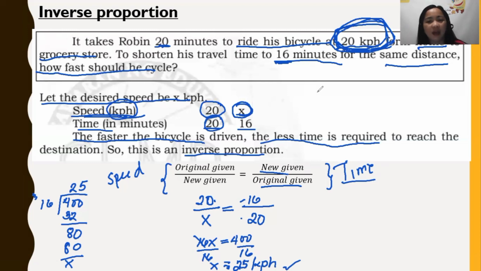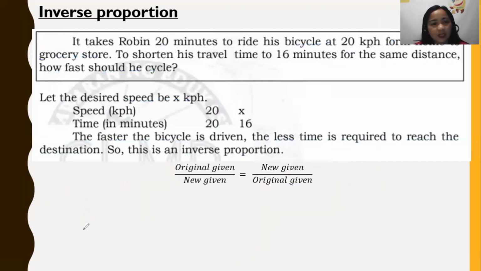So, this is an example of inverse proportion. So, kung napansin nyo, naging 25 siya kasi umiksi yung time. Naging 16 lang yung time eh. So, this is an example of inverse proportion. Let's have another example.